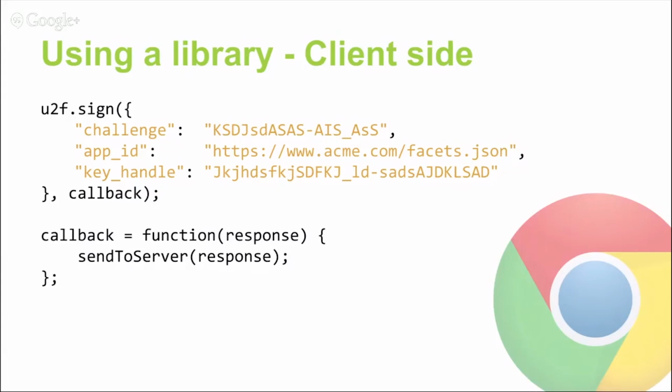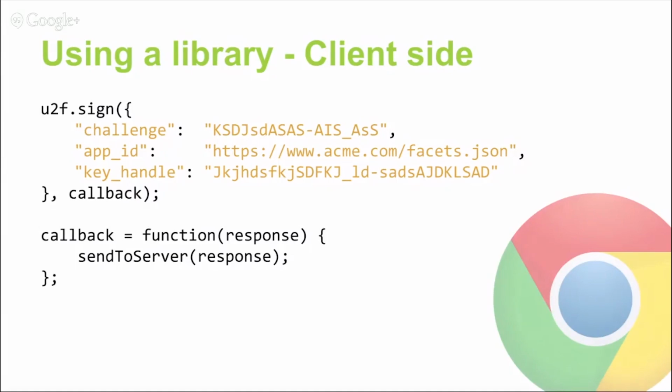What happens for the user? Well, the user sees a flashing device and touches the device. Then when that is done, this callback gets run with a response from the device, basically a signature. And somehow we send that to the server. Choose your favorite way to send stuff to servers.